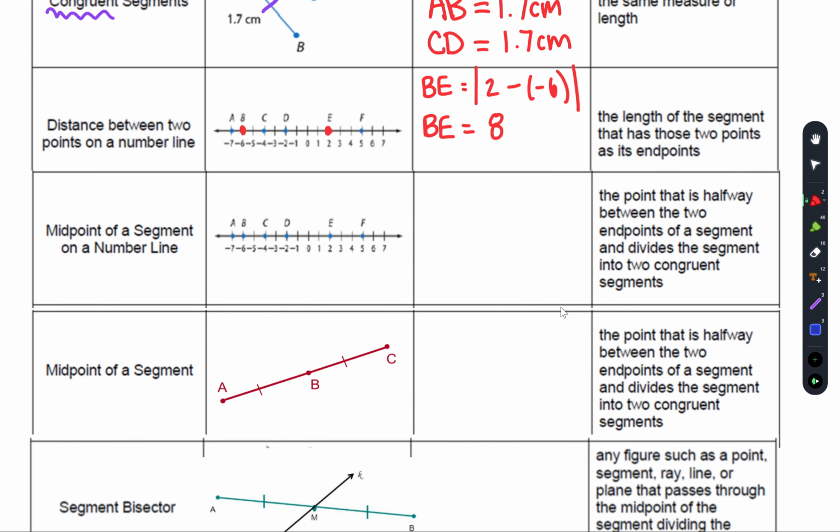The next one is midpoint of a segment on a number line. So again, we're talking about two different points. Let's refer to points B and E as my 2 points. The midpoint of segment BE is point D. We see it in here?